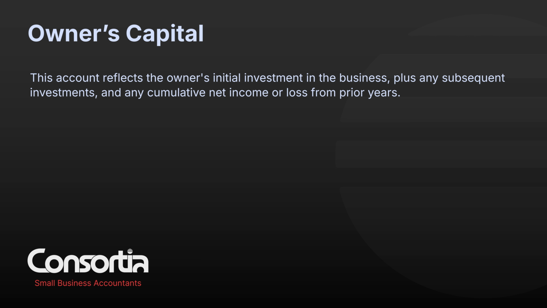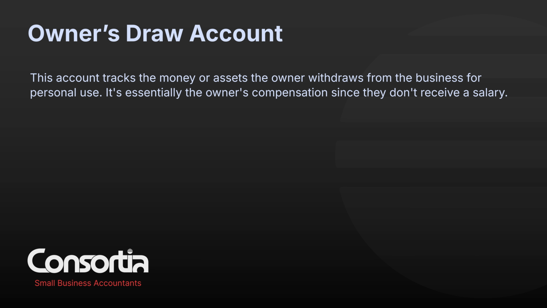So let's talk about each one of these things. As far as owner's capital, this account reflects the owner's initial investment in the business, plus any subsequent investments, and any cumulative net income or loss from prior years. Owner's draw account. This account tracks the money or assets the owner withdraws from the business for personal use. It's essentially the owner's compensation since they don't receive a salary. Now again, that's for a sole proprietorship.